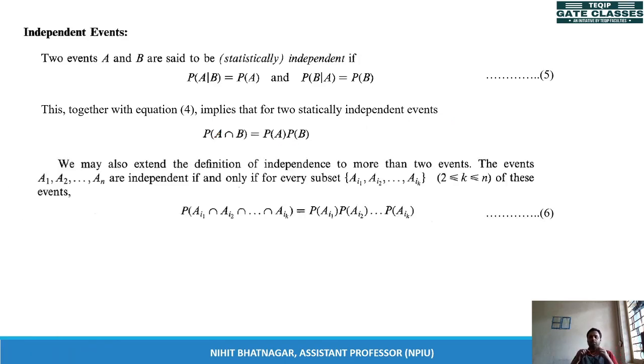If there are many events, and they are mutually independent, then the probability of the intersection of A1 to AN is equal to the multiplication of the individual event probabilities. So you have to memorize this thing.